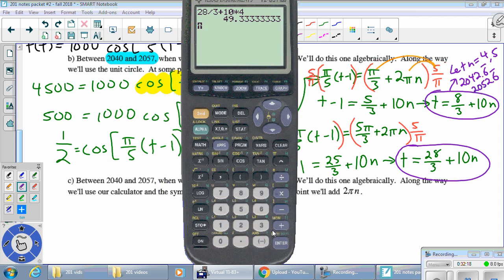Great. If we try to do one less, that would land us at 2039, just short of the time that we're allowed to start this experiment. And if we did one more, we get 2059, which is actually already outside of our interval. So we only get one solution from this piece of the puzzle. So 2049.3 repeating when n is 4.